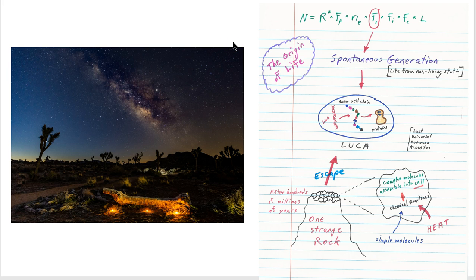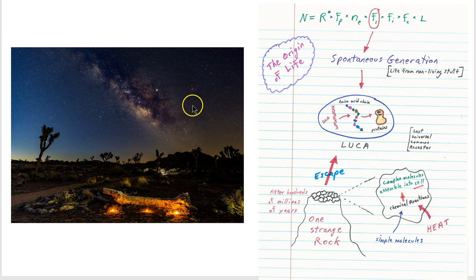In the previous lesson, we looked at the origin of life on Earth, and we used the Drake equation to set the context. N is the number of communicating civilizations in our galaxy. Here's the Milky Way galaxy here. This was taken at Joshua Tree. Night sky here, and the sun is rising over here on the left, so we see the approach of dawn.